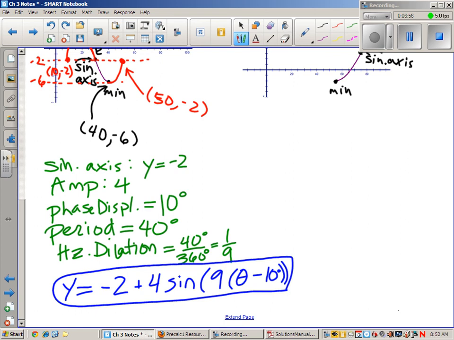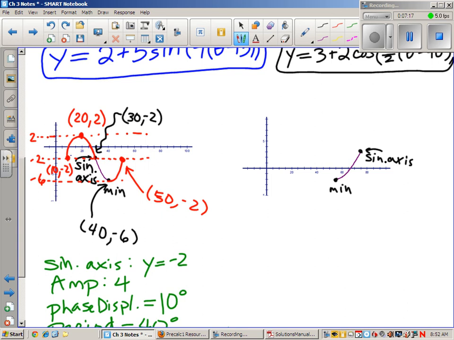I could have also used cosine, but the only number to change here, other than using cosine versus sine, is that phase displacement. That period should still stay the same, so the horizontal dilation should still stay the same. The amplitude and sinusoidal axis would not change. The only thing that would change is that starting value. Okay? Instead of starting it here, I would have started it here.